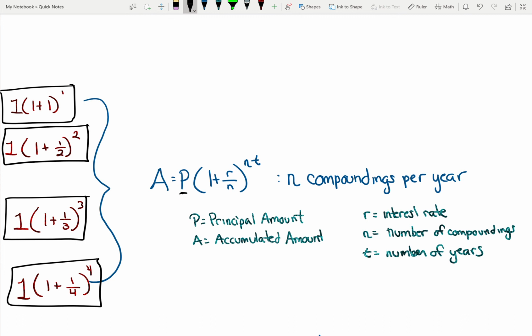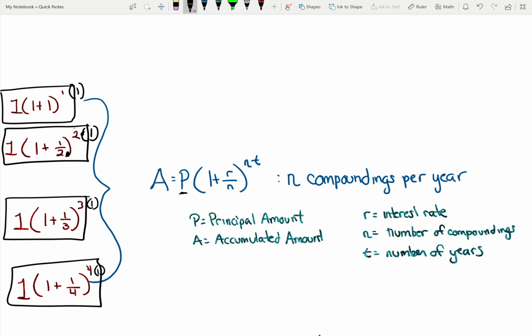R is the annual interest rate. N is the number of compoundings per year, right? Just like for this guy, there were 2 compoundings per year. That's why we had 50% of our total. And what else do we have? T. T is for how many years this is happening. So there's an invisible times 1 here because in my example, we were compounding only for 1 year. So hopefully that makes sense.